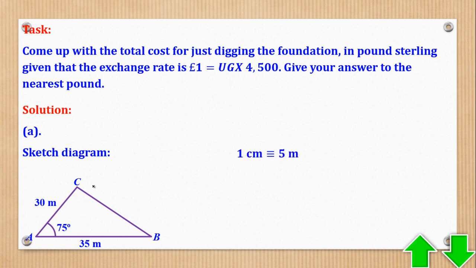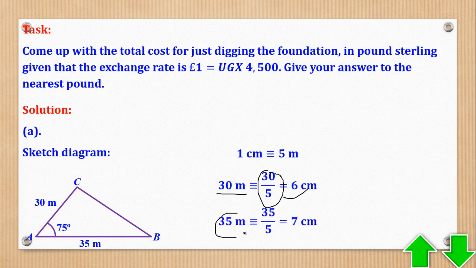So one is to get a good scale, because this 35 meters cannot fit on your answer sheets. So what we do is a suitable scale. So here we have used that 1 centimeter represents 5 meters. Therefore 30 meters is equivalent to 30 over 5 to give you 6 centimeters. 35 meters is equivalent to 35 over 5 to give you 7 centimeters. So with that, we can now make our accurate diagram.